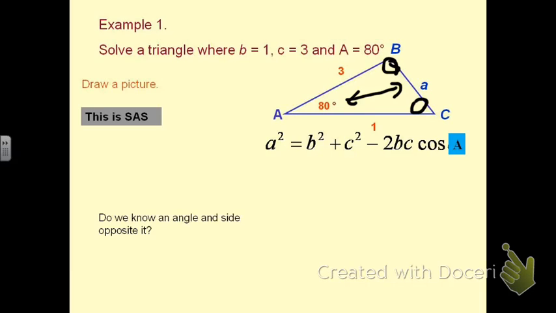In this case, we're going to work on finding small letter a right away. And the reason why is because we know angle A. So if we know one of the angles, that would be a good place to start with whatever that capital letter is, because we'd be able to fill in that spot in the formula.